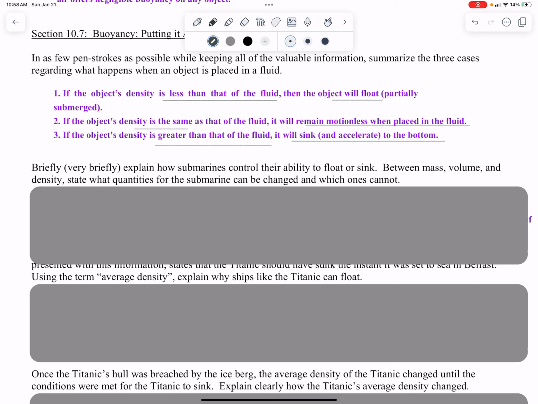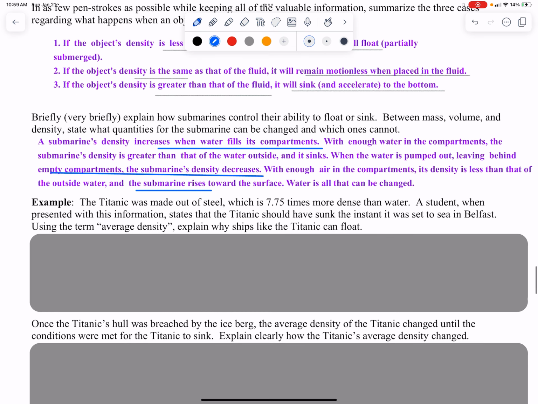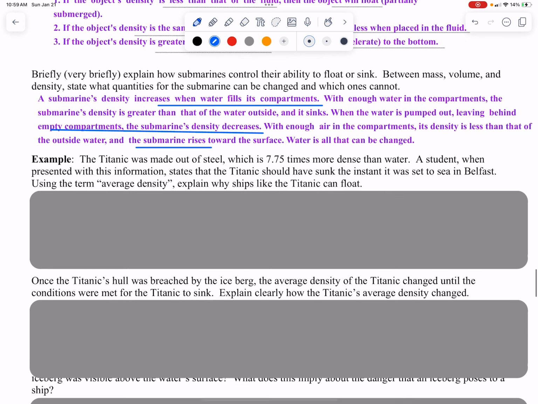But how can you get it to sink? Well, that's pretty simple. You add water. Basically, what you do is you fill compartments within the submarine with water. If you fill it with water, then you make the submarine's density greater than that of the outside. It's going to sink, right? But then when the water's pumped out, leaving the compartments empty, the submarine's density decreases. That allows the submarine to rise. The water is the only thing that can be changed, pumping the water in or out.